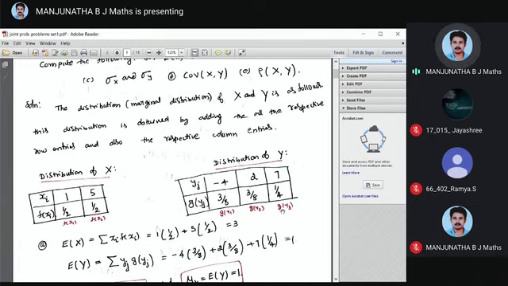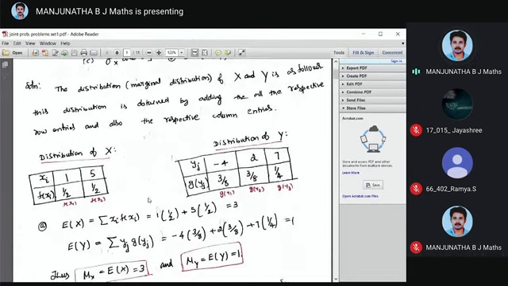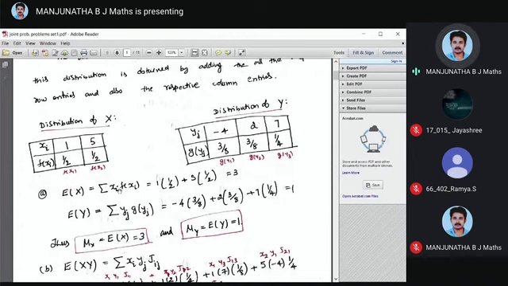Now, we can compute expectation. What I want is expectation of x, expectation of y. What is expectation of x? Formula: summation of xi into f of xi. Xi is 1 into 1 by 2 plus 5 into 1 by 2. That is 3. What is expectation of y? Summation of yj, g of yj. Yj is minus 4 into 3 by 8 plus 2 into 3 by 8 plus 7 into 1 by 4. Right? If you simplify this, 1. So expectation of x is 3 and expectation of y equal to 1.